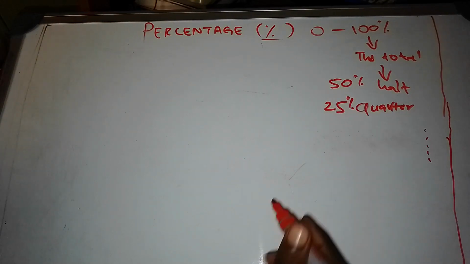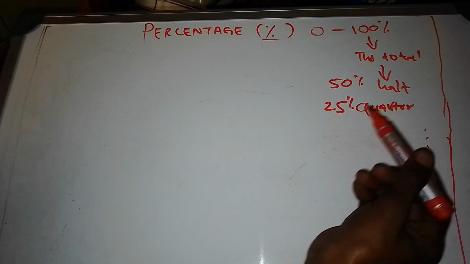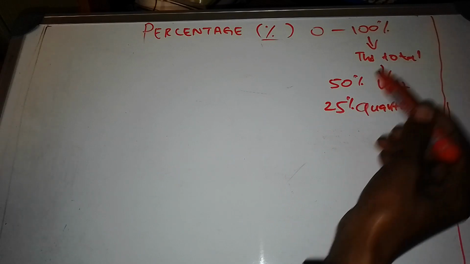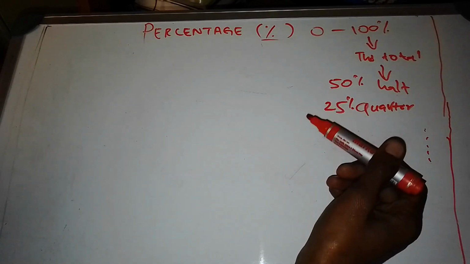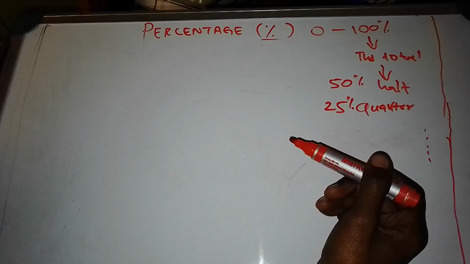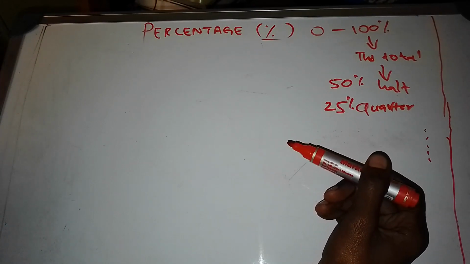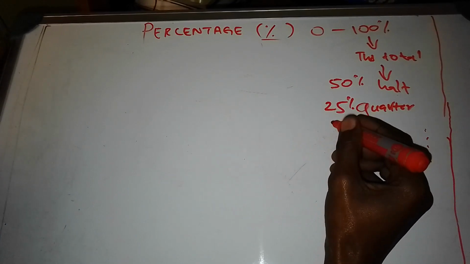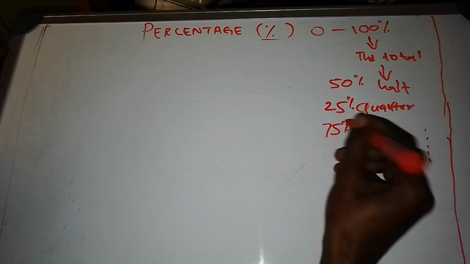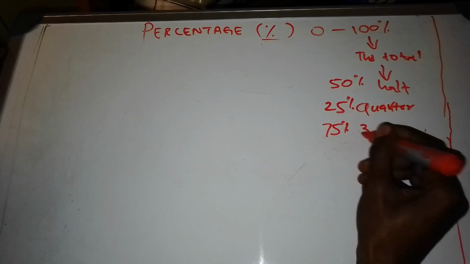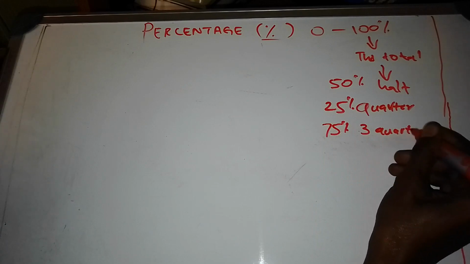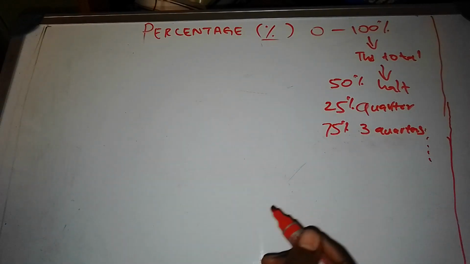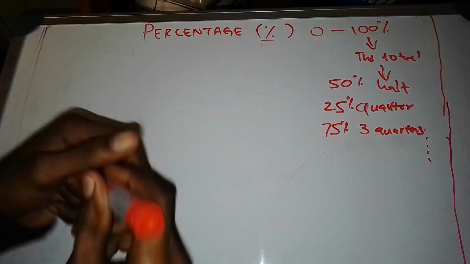25%, right? So which means you've got 4 quarters, and 4 quarters will represent the total, and then 2 halves will represent the total, and then what else do you have? And then 3 quarters. 3 quarters will be 75%, right?